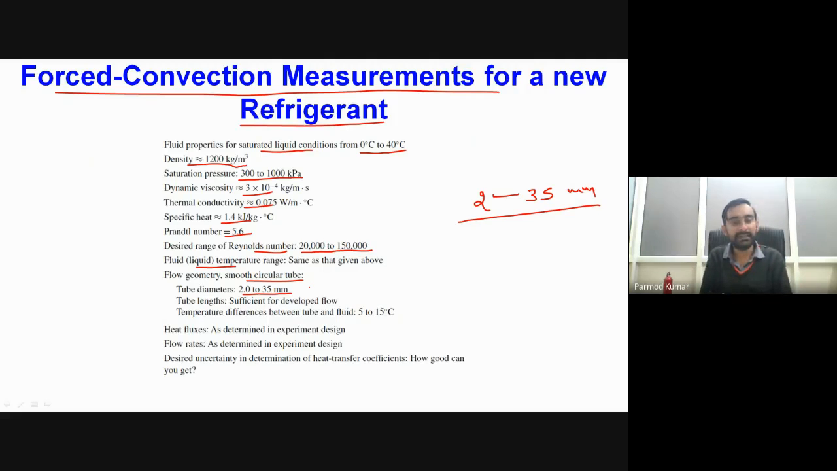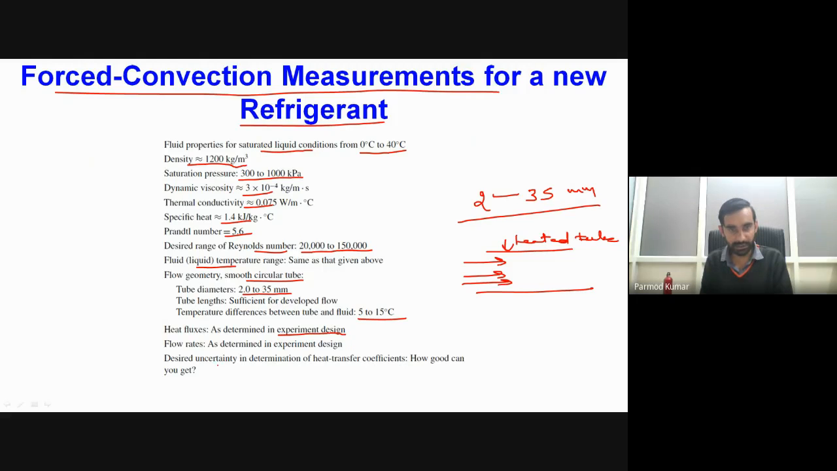Next is the temperature difference between the tube and the fluid. It means we have an internal flow situation where we have a heated tube, and the refrigerant flows through this heated tube. The temperature difference between the fluid and the heated tube should be from 5 to 15 degrees Celsius, under which we have to do the measurement. For heat flux, it is given as determined in the experimental design, so depending upon the experimental design, we have to consider the value of heat flux. Flow rate also we have to consider as per the requirement of the experimental design.